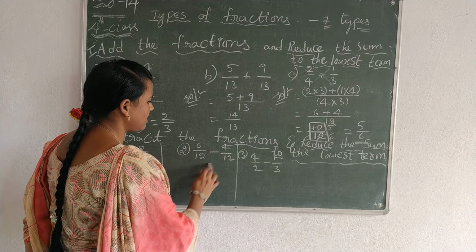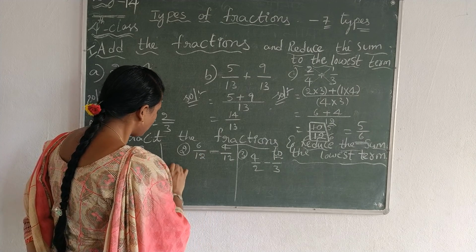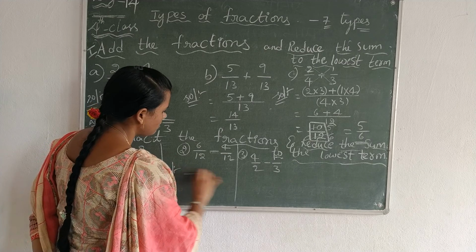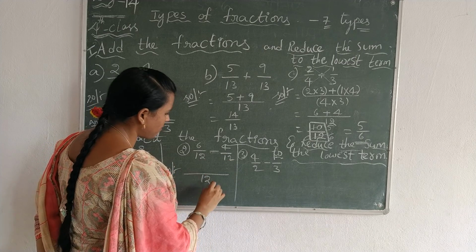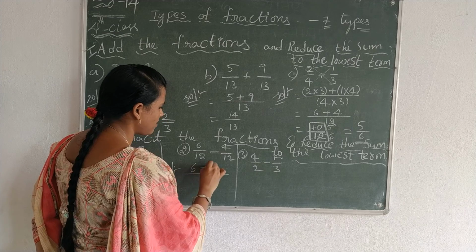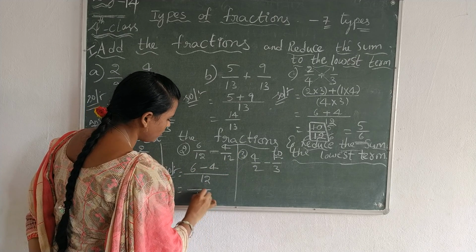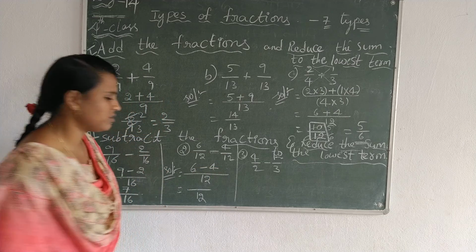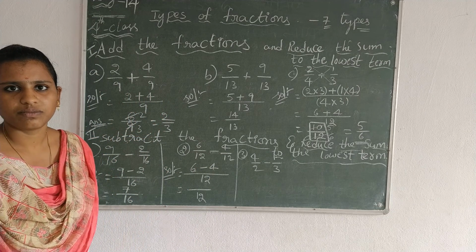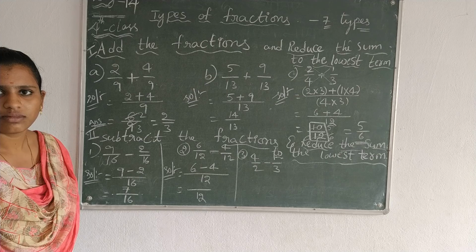Okay. Let's take the next two numbers. Take 12 in the denominator place. Let's take the numerator 6 minus 4. Take the denominator down. Let's subtract these two numbers. 6 minus 4 equals how much? 2, right?